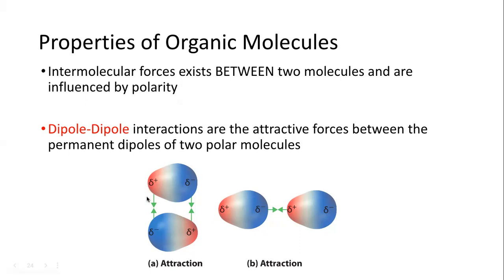The slightly positive part can react with the slightly negative part of a molecule, and a slightly negative part can react to a slightly positive part on the other end. So you can have attraction in this formation, and you can have an attraction in this formation here on the right. And because these are more permanent, dipole-dipole interactions are stronger than your London dispersion forces.